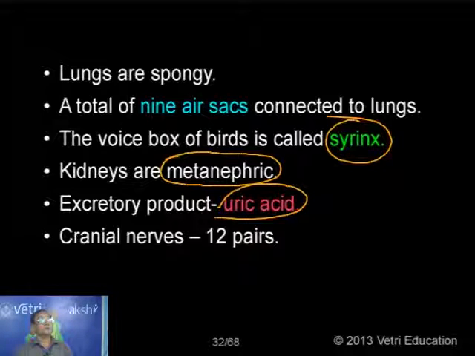Then cranial nerves, 12 pairs. I mentioned already that in the case of reptiles also there are 12 pairs, but in the case of snake only 10 pairs. So here, 12 pairs of cranial nerves.